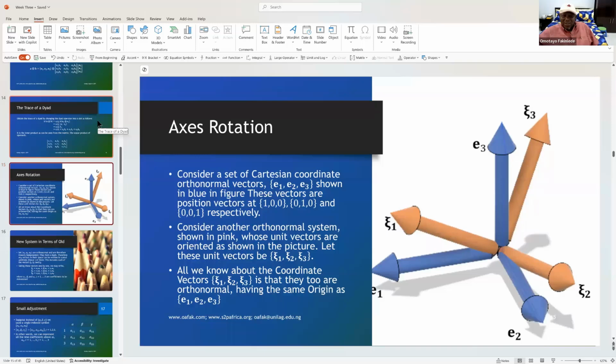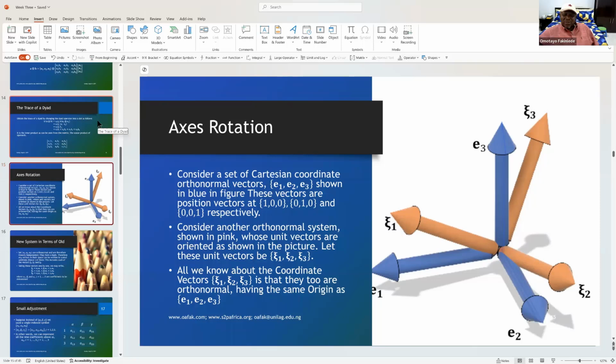So consider the set of cardinal coordinates, orthonormal vectors E1, E2, E3, as shown in blue figures. These vectors are position vectors (1, 0, 0), (0, 1, 0), (0, 0, 1). Again, I emphasize, I'm not meaning how many times you eat your food every day. If you like, eat 1, 1, 1 or 2, 2, 2, that's your palaver. I'm talking about the coordinate unit vectors.